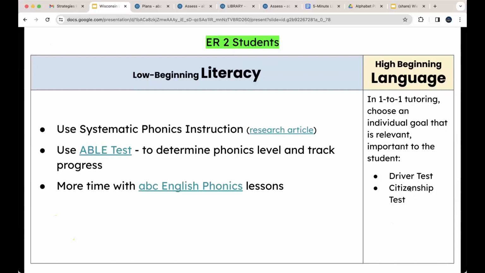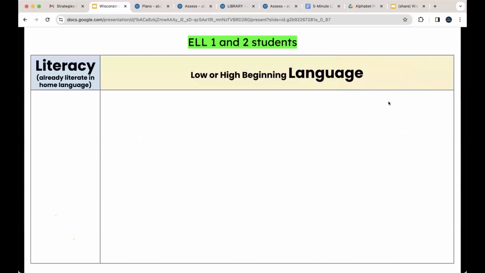I have another student who wants to pass the citizenship test this year, another student who's looking for a job, another student who has a 5-year-old daughter that she wants to be able to read with more. So these are some relevant, important individual goals that work well because it is a one-on-one situation, we can narrow in on those.